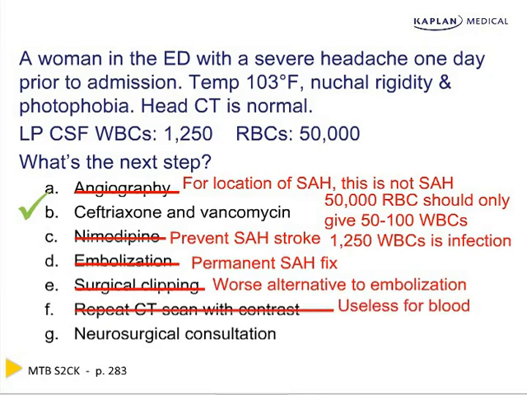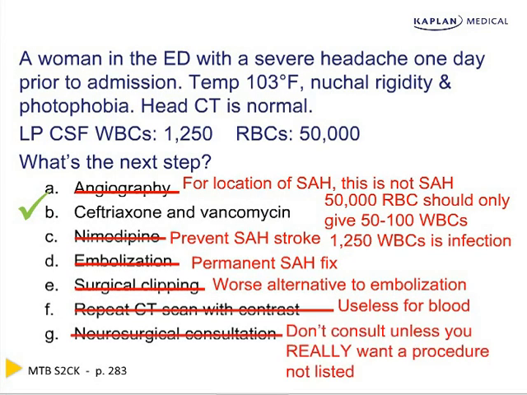There's no point in repeating the CT scan with contrast, because this is not what you do, one, when you're looking for blood. Contrast looks for cancers and infections. Number two, you're not going to find any mass lesions when you just did a head CT, and it is meningitis. We don't need consultation because there's no procedure that we're looking for. We don't have a procedure we're looking for, don't need them.